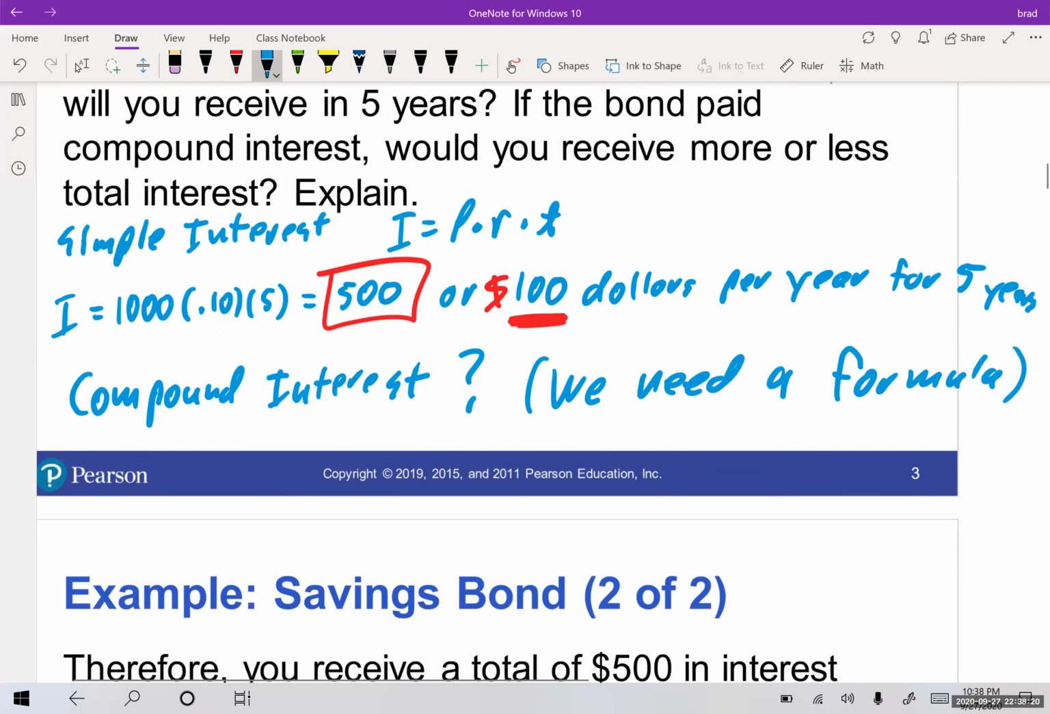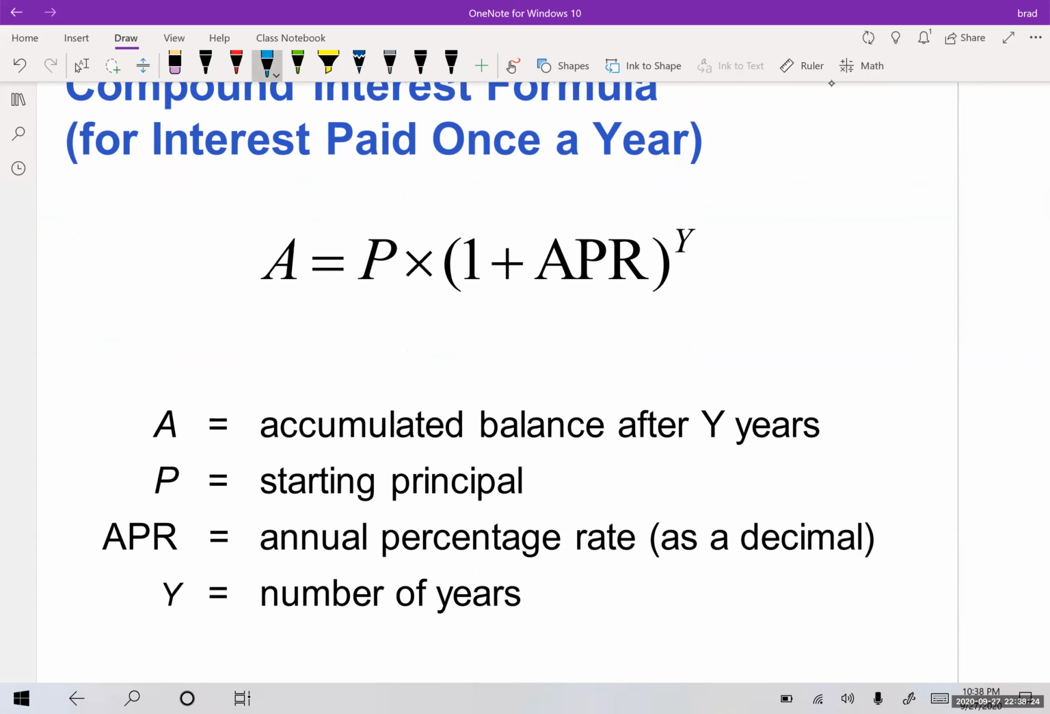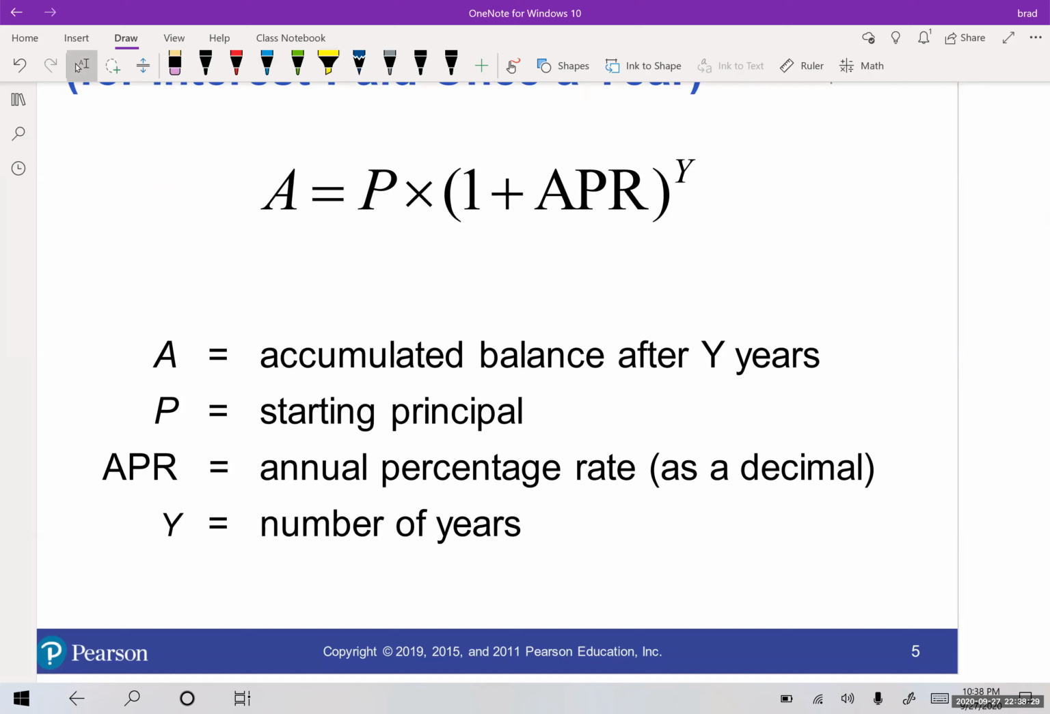Your book has a formula, and it gives you this. It says accumulated balance after Y years, A. So this is the total amount of money. It's not how much interest, it's how much money is in this account, or in this investment or this loan, whatever the case may be. P, once again, is the starting principal, so we're okay with that. Then you multiply by 1 plus the annual percentage rate, APR.